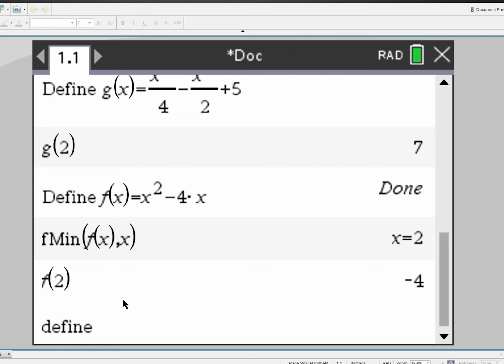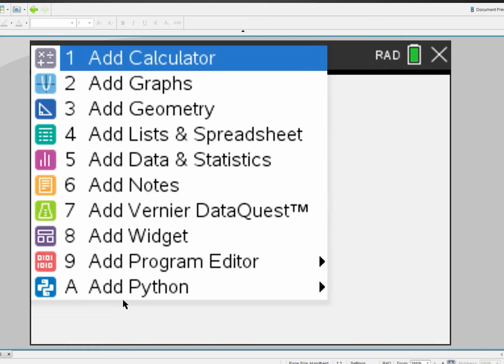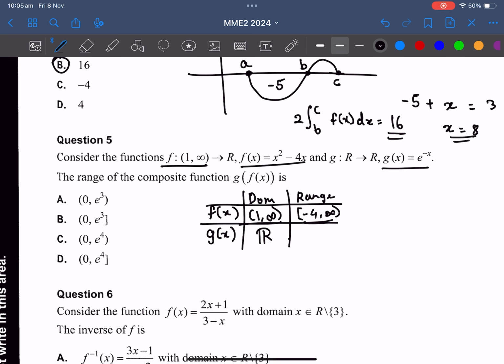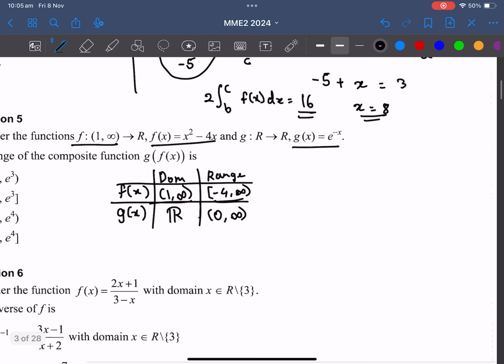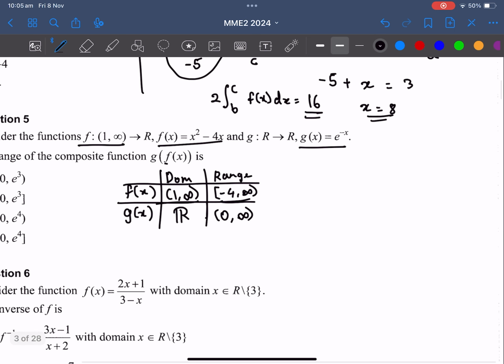So if I were to define g of x is equals to e to the power of minus x, and g of x, okay, there we go. So it's going to be 0 excluded to infinity. So 0 to infinity is going to be our range. Okay, now how you normally do this question is that first we are inputting something in our f of x, right?